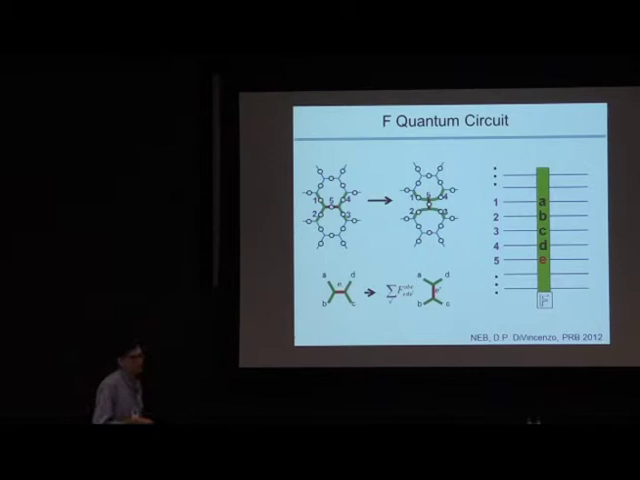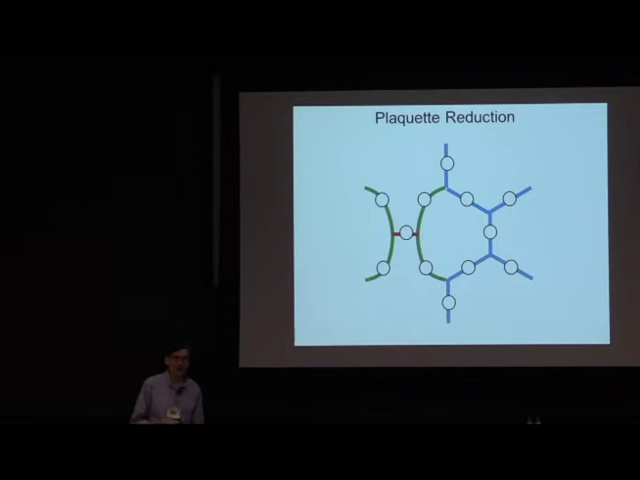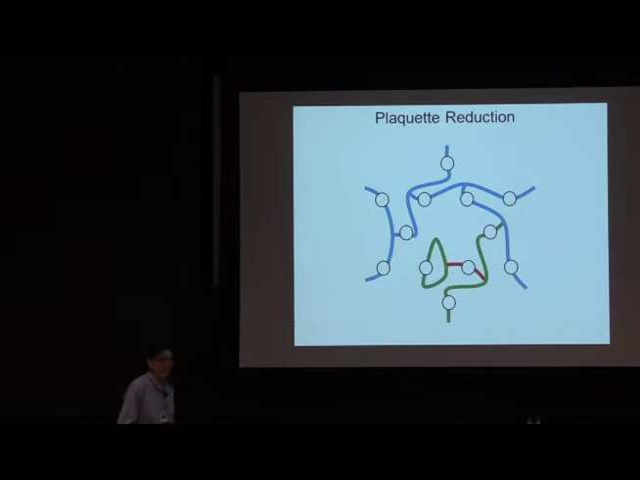Okay, so with this F move and F circuit in hand, we can go back to our plaquette, and I'll put the qubits back in. Now I can carry out this F move as long as at the same time I'm carrying out this F quantum circuit, and I've turned the six-sided plaquette into a five-sided plaquette. Now I can do another F move and turn the five-sided plaquette into a four-sided plaquette: 4 to 3, 3 to 2, 2 to 1. So now I have a one-sided plaquette, and that's easy.